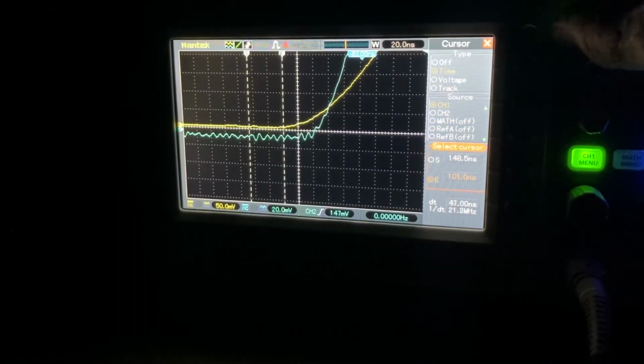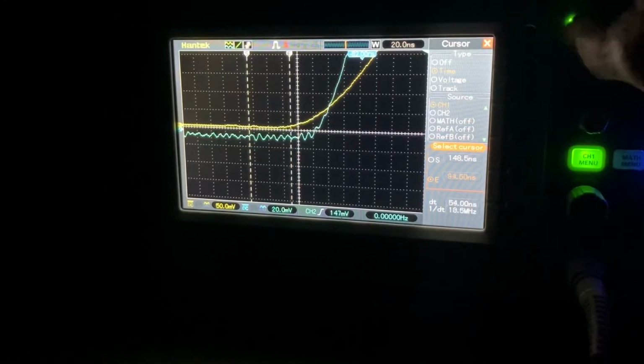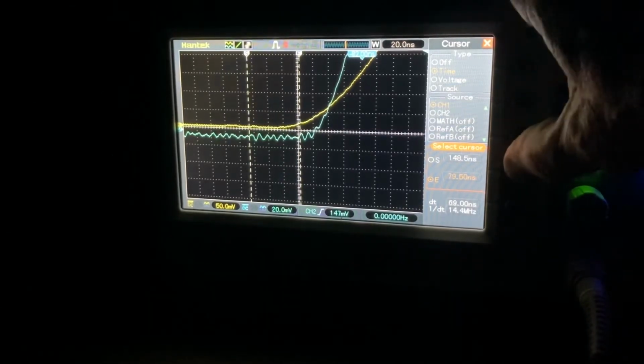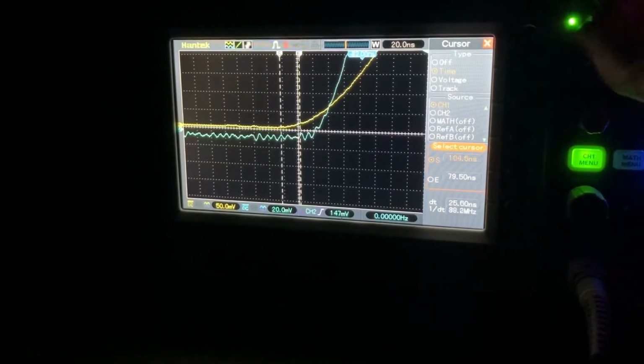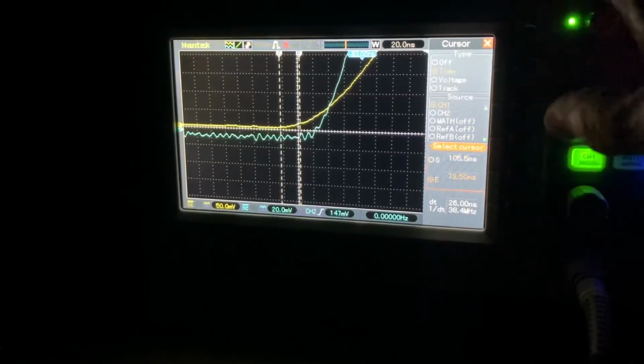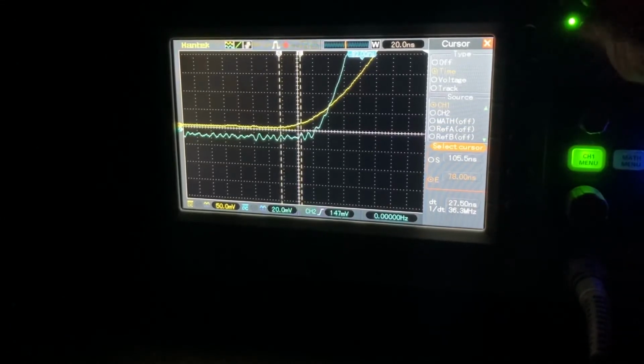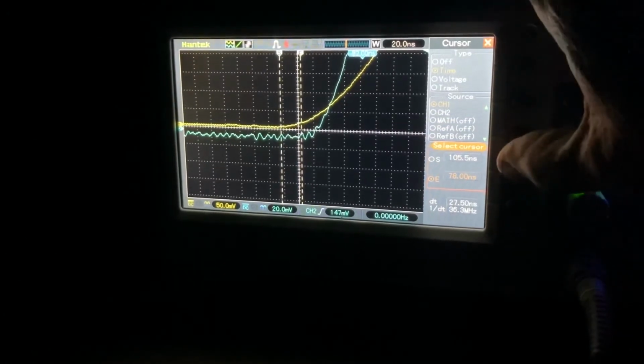This one's a little sloppy. You can see I'm trying to find the start and ending point where both channels start to rise. So now I'm going to position the yellow where channel one starts to kick up. You can see right there is where the channel starts to rise. And then now I'm going to try to find the blue where it goes up. It ends up being about 27 and a half nanoseconds.